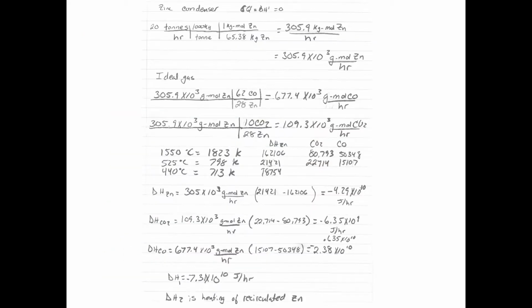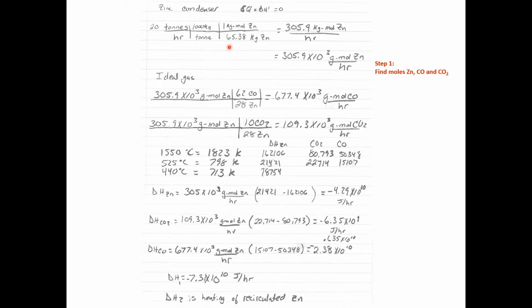Here's my calculation, and again, I'll kind of decode it. Step one is always find the number of moles, and in this case, our constituents are zinc, carbon monoxide, and carbon dioxide. We were given our basis, so everything hinges upon this basis. 20 metric tons per hour. There is 1,000 kilograms in 1 metric ton.